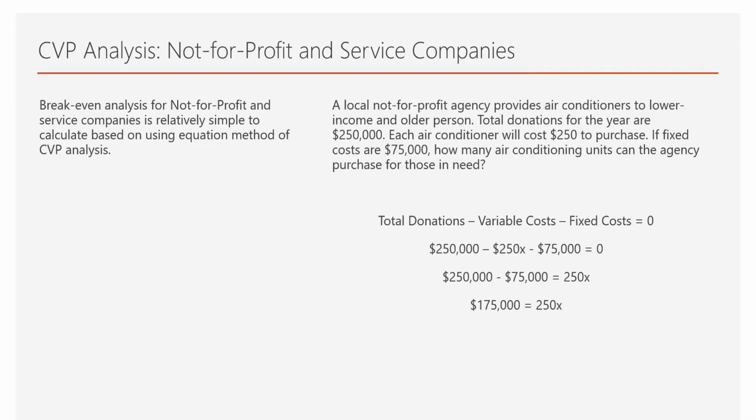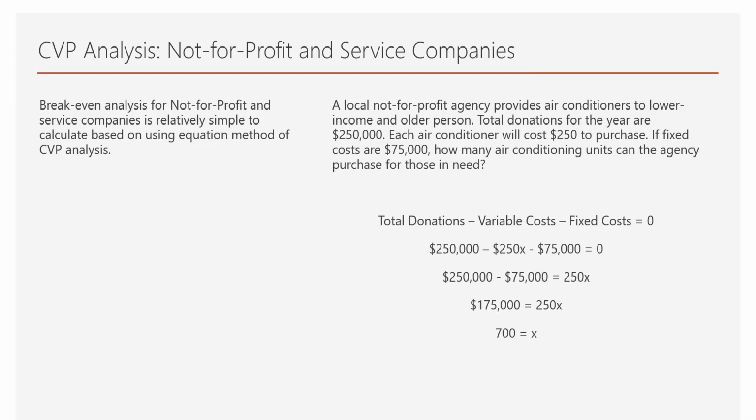Divide both sides by 250 to isolate the X term all by itself with a coefficient of 1. And I can provide 700 air conditioning units in order to provide cooler air for lower income and older people with that $250,000.